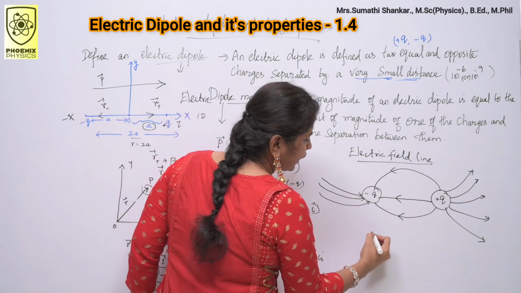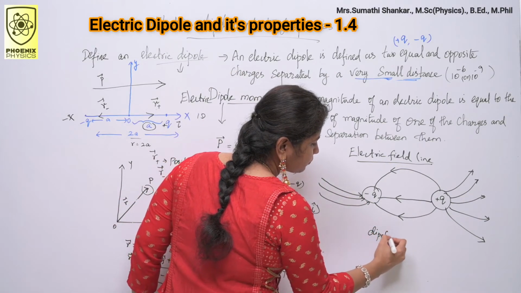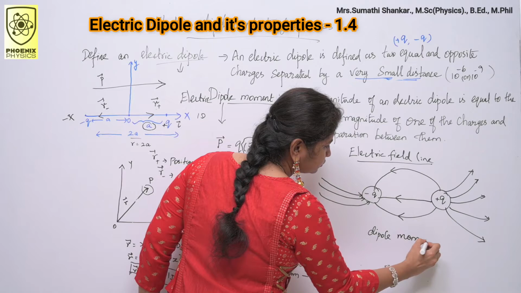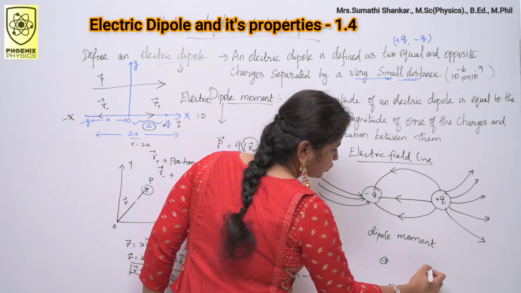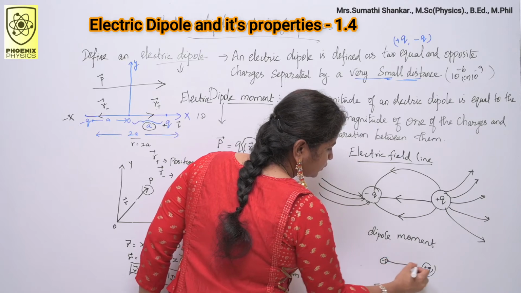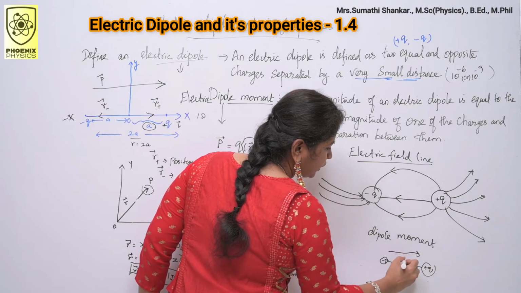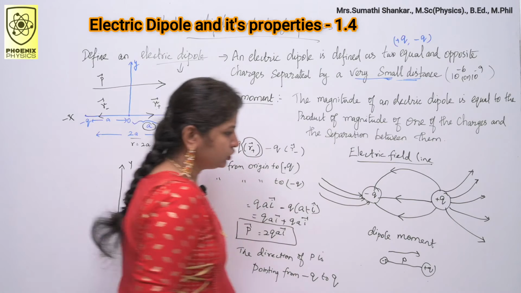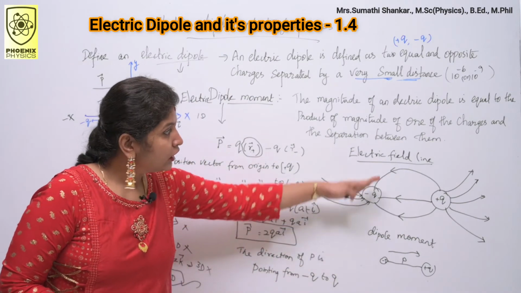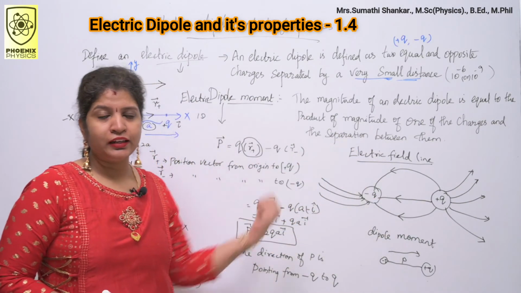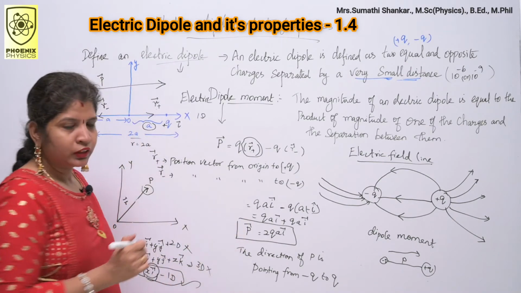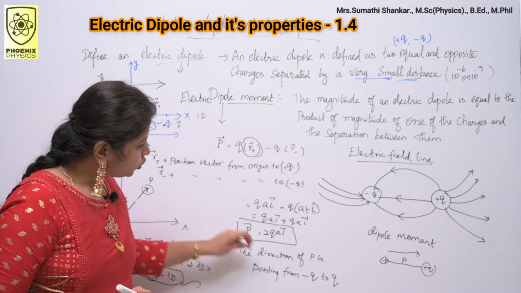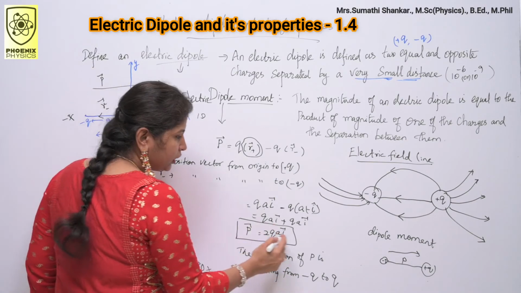If it is dipole moment, the direction is like this. This is minus Q and this is plus Q. The direction is like this: minus Q to plus Q. This is dipole moment direction. This is electric field lines direction. Now we derived the formula and we concluded the direction.